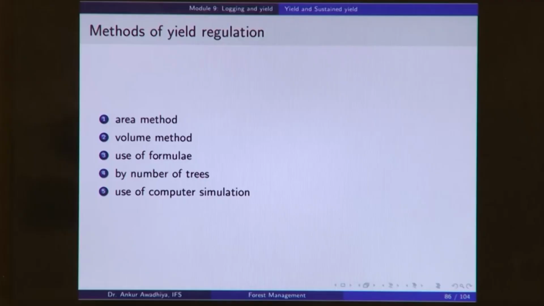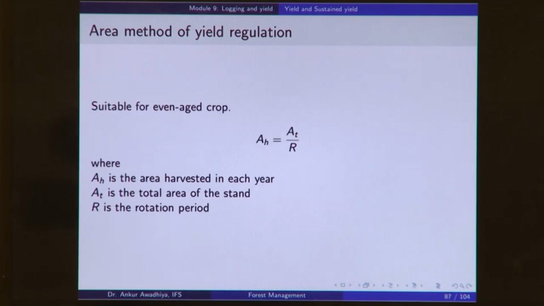Now, to solve this problem, these methods were developed. So, we have the area method, volume method, use of formulae by number of trees, and these days we also make use of computer simulation. So, what do these methods talk about? Let us begin with the area method of yield regulation.